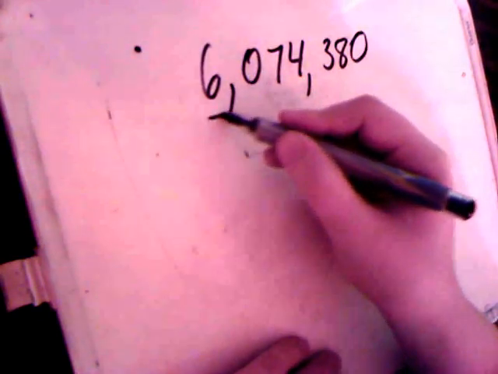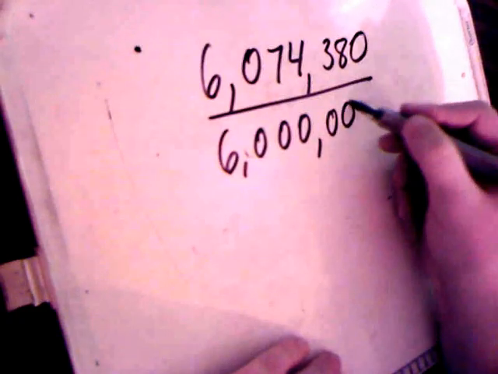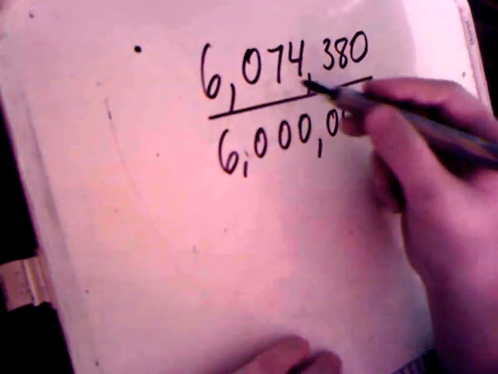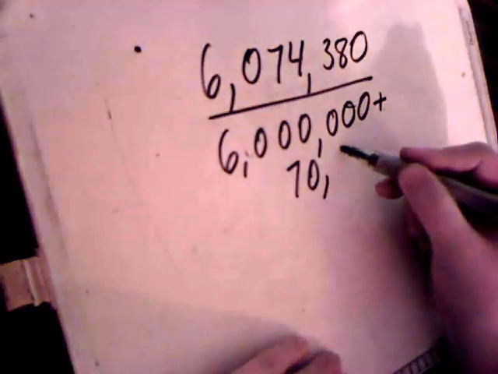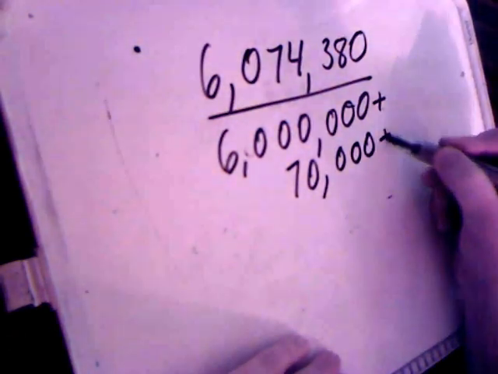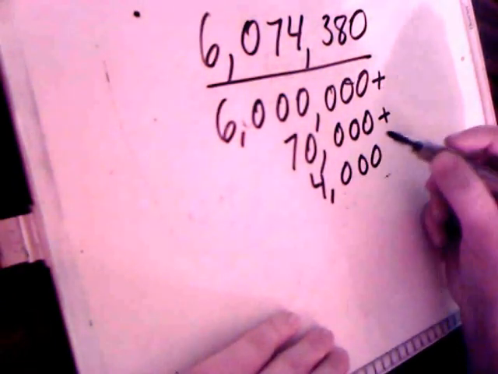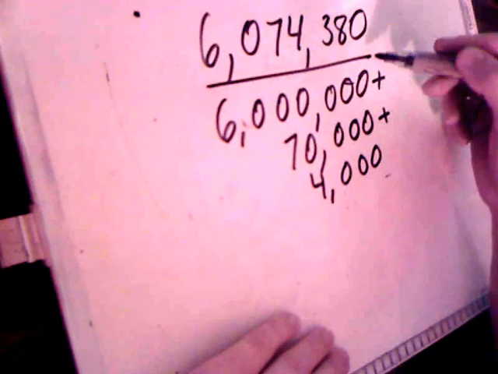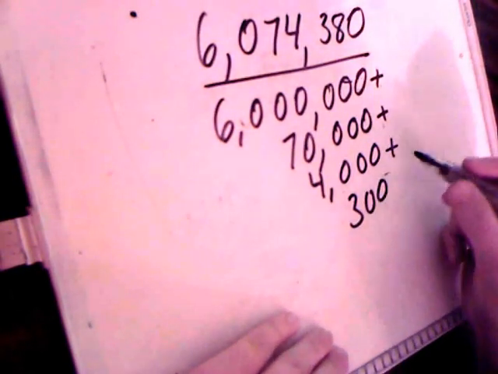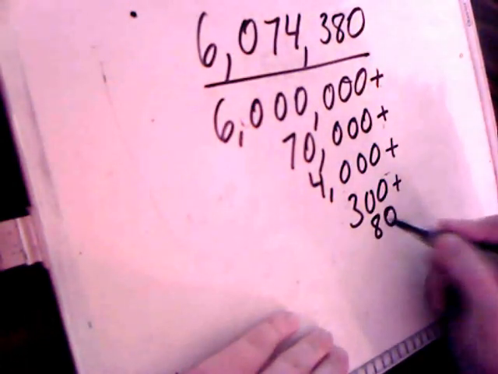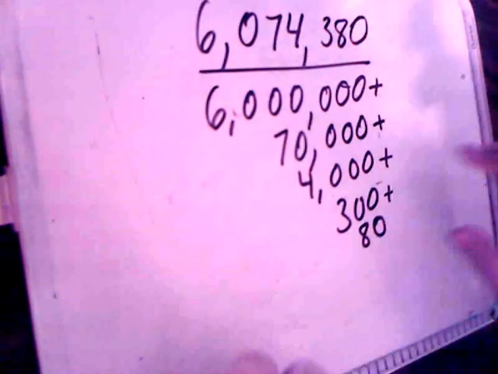So we're going to write 6 million plus, we don't need that zero, so 70,000 plus, now we need the 4,000, and you'll notice that everything's lining up here to make it very easy for you, plus 300 plus 80.